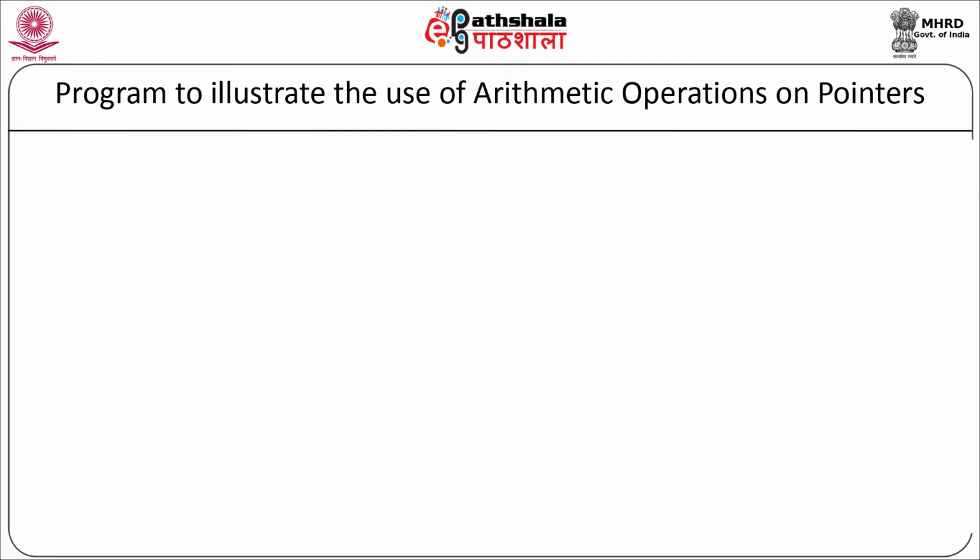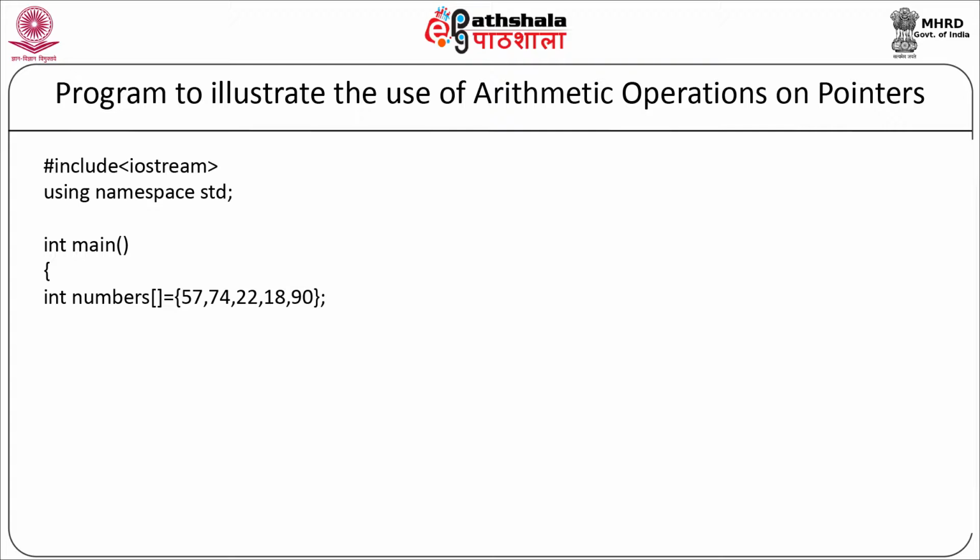We will start with the program. #include <iostream>, using namespace std, int main. Now we will declare one array and initialize it with integer numbers: int arr[] = {57, 74, 22, 18, 90}; Now we will declare the pointer as int *iptr. We will declare one integer variable as int i. Now we have declared one array, one pointer and one integer variable. Now we will display the message on the screen, "Integer array values are", endl.